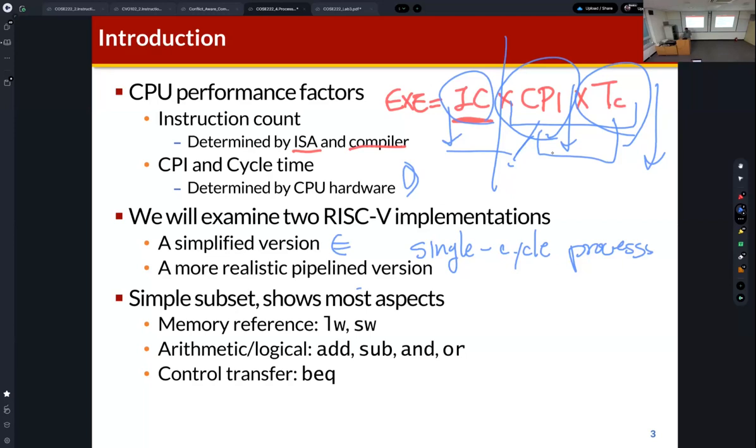So if we just implement this simple single cycle processor, we cannot reduce the clock period. Actually, clock period is also very critical for the performance of a computer system. So with the pipeline architecture, we can reduce the clock period of the processor. Okay, so that's why we will learn about the pipeline architecture in this course.